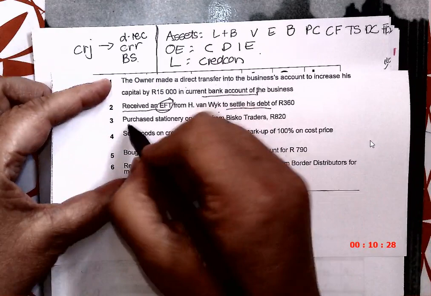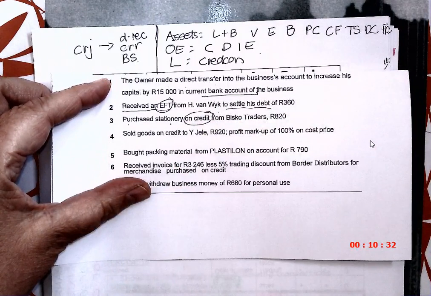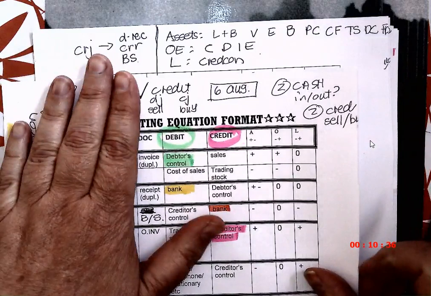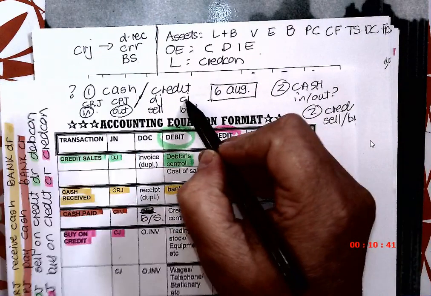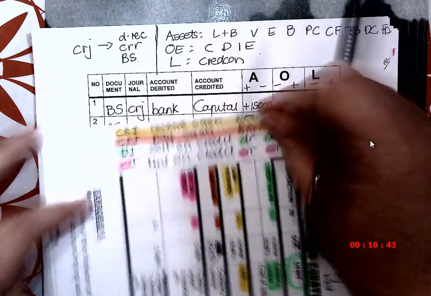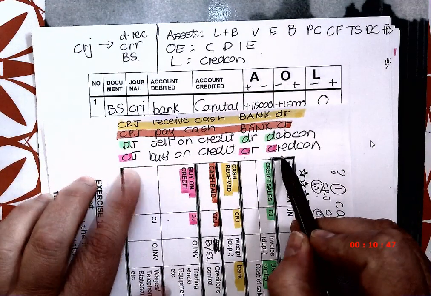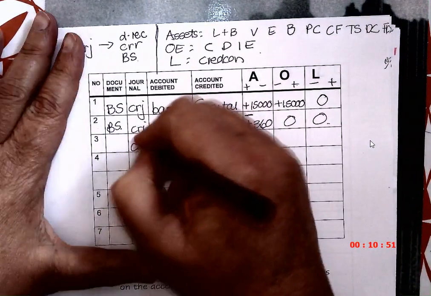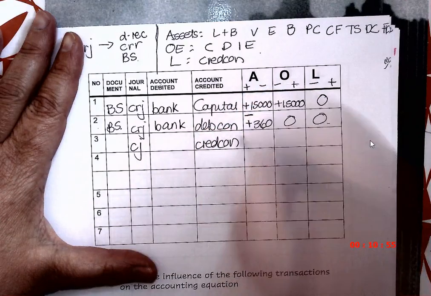Number 3. We purchase stationery on credit. Is this cash or credit? Credit. Did we buy or did we sell? We buy, so it's a CJ. The rule for CJ is CCC: creditors control credit. So I'm writing CJ, creditors control.